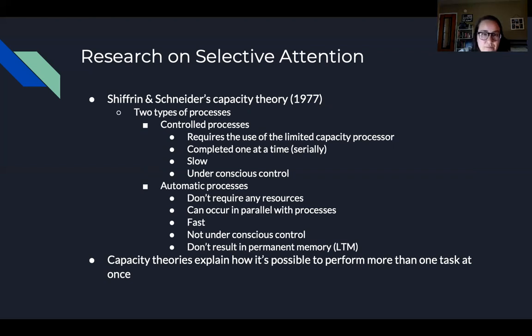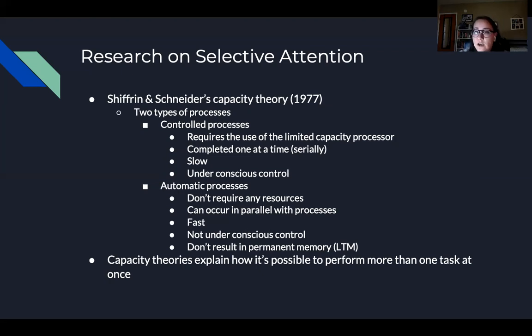And so automatic processes then, in contrast, were proposed to occur very rapidly, and they don't require any access to working memory. And so as a result, these processes don't interfere with other things that are going on in working memory. They can just do their thing in the background, what we call working in parallel with other processes. And they really appear to require little to no effort or intention behind them.